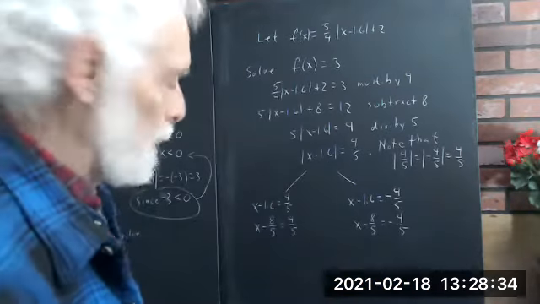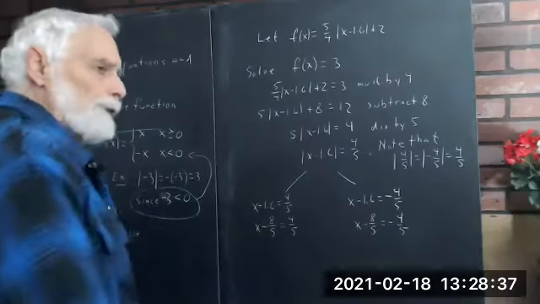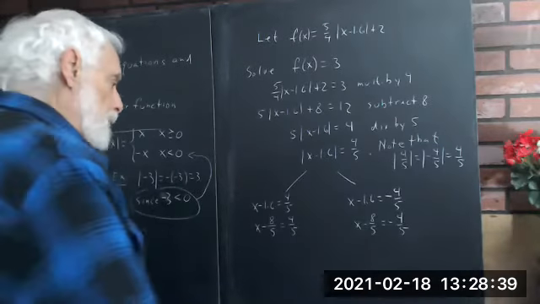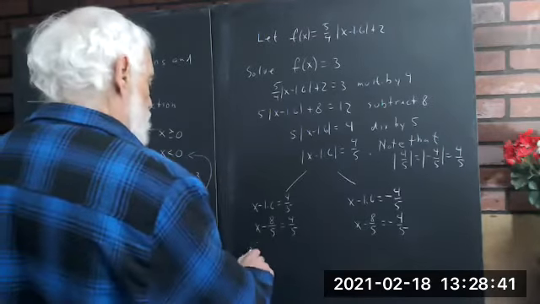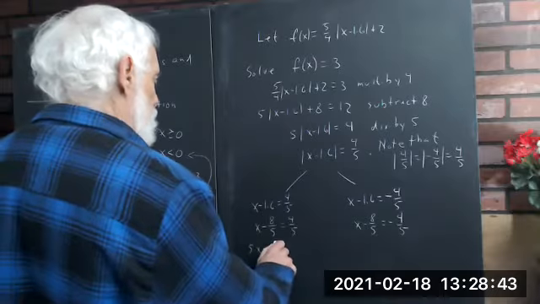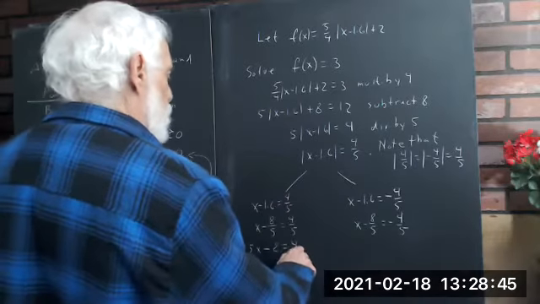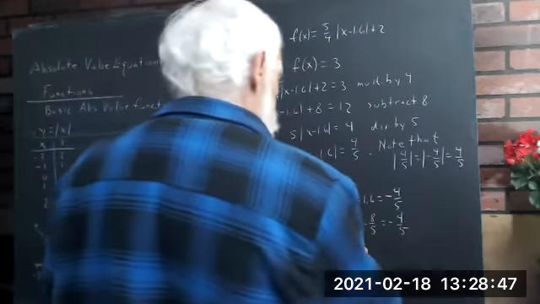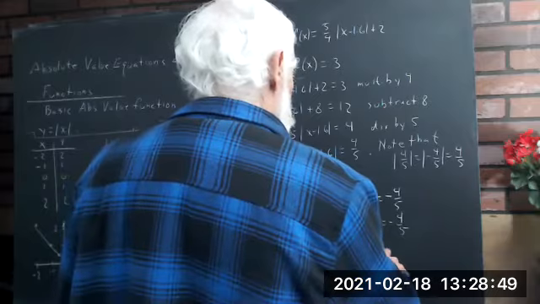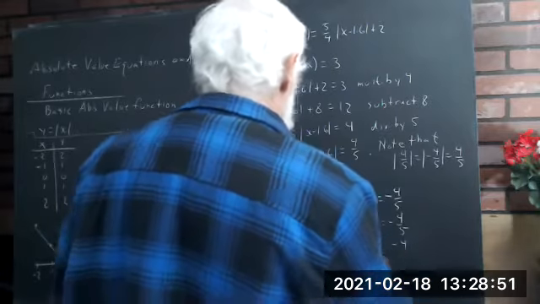Now, what have we enforced? What I keep saying, you've got denominators, multiply everything by the common denominators. You're going to get 5x minus 8 equals 4, or you're going to get 5x minus 8 equals negative 4.